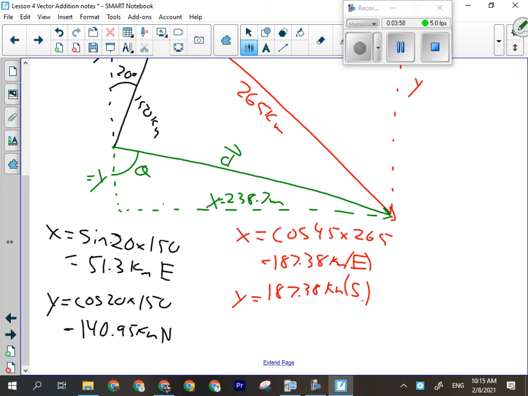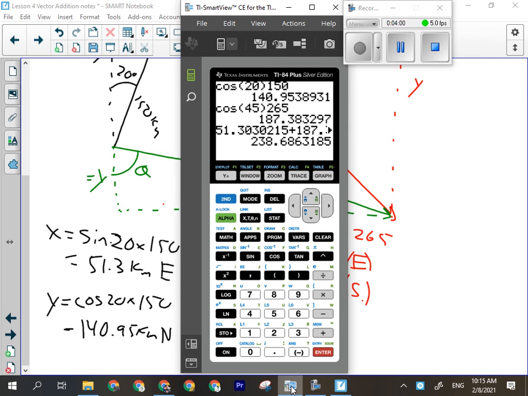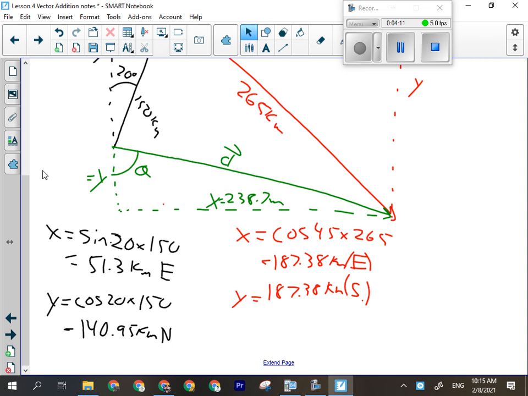Okay, and then for y, I'm going to subtract them because they were opposite, so I'm going to take the bigger one and subtract the smaller one. So y is 46.4 kilometers. Okay, and so this one is south and that one is east. Okay, questions so far?